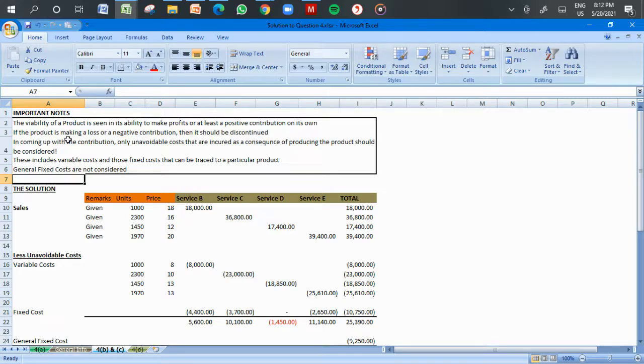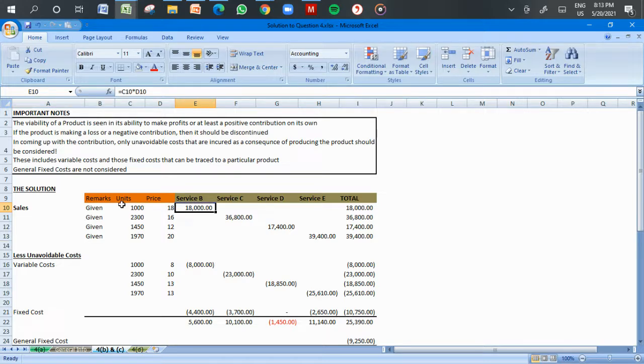I said the viability of a product is seen in its ability to make profits, or at least a positive contribution on its own. If the product is making a loss or a negative contribution, then it should be discontinued. In coming up with the contribution, only avoidable costs that are incurred as a consequence of producing that product should be considered. This includes variable costs and those fixed costs that can be traced to a particular product. General fixed costs are not considered. This is how you could answer the question, because if you don't put those important notes, the lecturer won't know whatever you are doing.